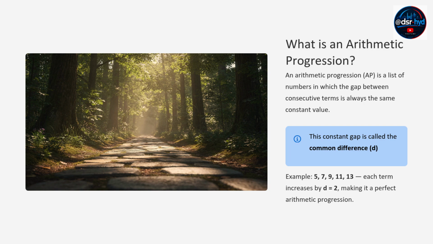What is an arithmetic progression? An arithmetic progression, or AP, is a sequence of numbers in which the difference between consecutive terms is always the same. This constant difference is called the common difference, represented by the letter D. For example, 5, 7, 9, 11, 13. Each term increases by 2. Since the difference remains constant, this is an arithmetic progression. Whenever the difference between consecutive terms is constant, the sequence is an AP.